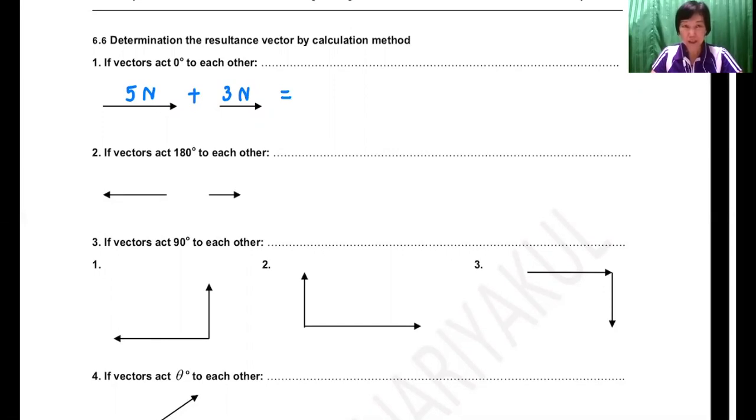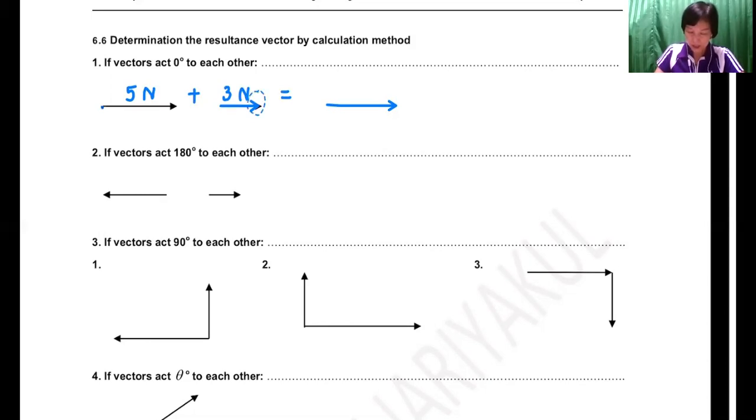Okay, we will prove it by using the drawing method, because the drawing method is the basic one that helps us to determine why the answer in this case is 8 Newton. First, I will draw this vector which is 5 Newton and I put it here, right? And then I will connect my second vector, or my second force, which is 3 Newton, and points to the right as well. We will draw by using head to tail.